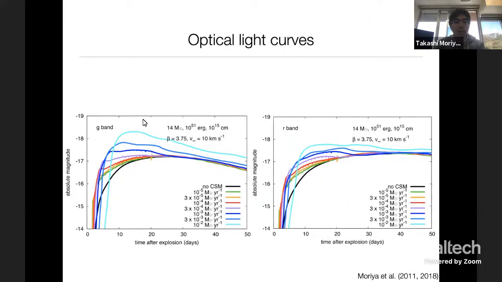And then this is the optical light curve. And as we saw, this is the model without circumstellar matter. And as we put in this dense circumstellar matter, then we can see this rise time in the optical light curve is getting faster because of this early interaction providing extra light in the supernova light curve.